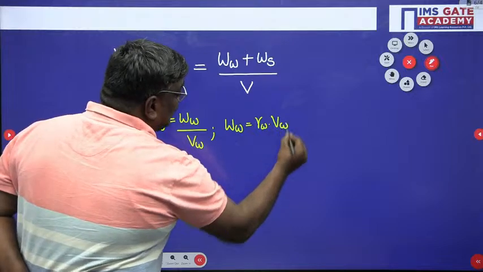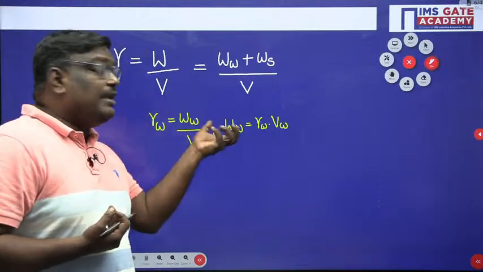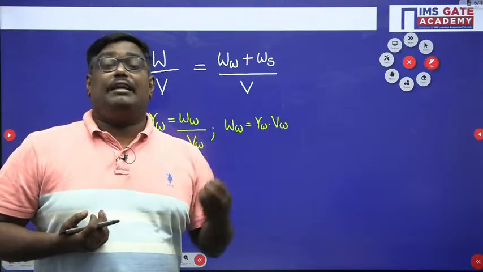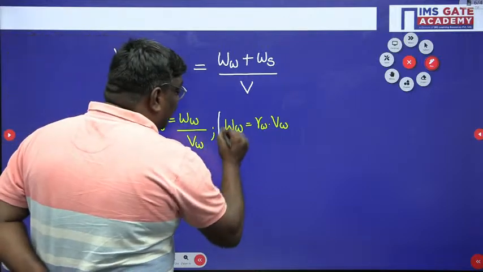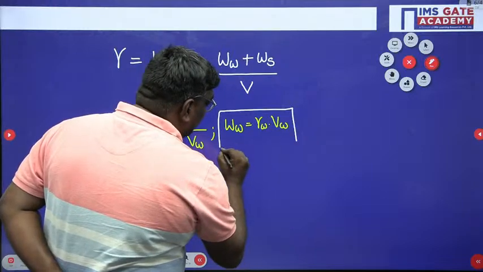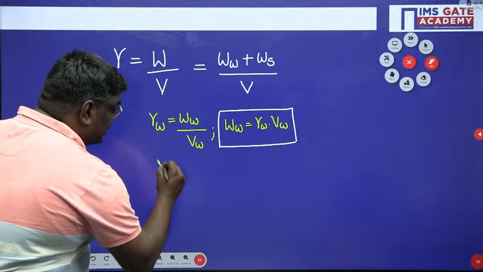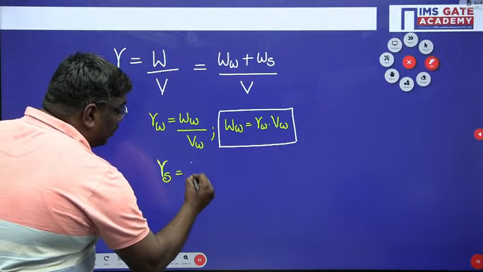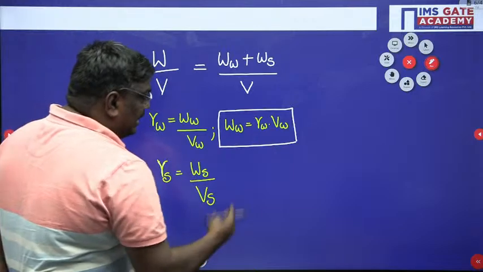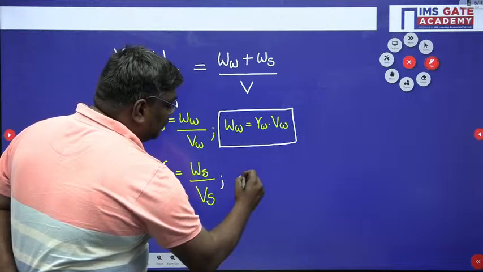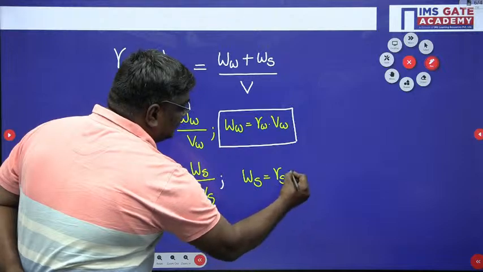Sir, some of the students might be thinking, why is sir discussing the derivation? Because this derivation will help you approach different methodologies in the problem. Now you will understand here, weight of water is equal to gamma W into VW. Similarly, you know gamma S is equal to weight of solids upon volume of solids. Here I can write weight of solids is equal to gamma S into Vs. Okay.